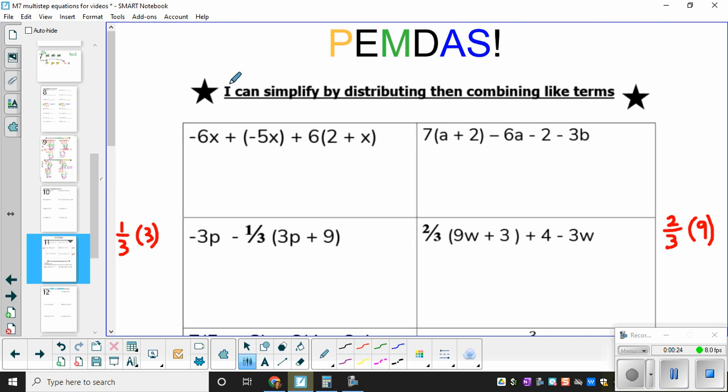So when we're looking at the I can statement for today, I can simplify by distributing and then combining like terms. You can see that we're now finally putting the two topics together.